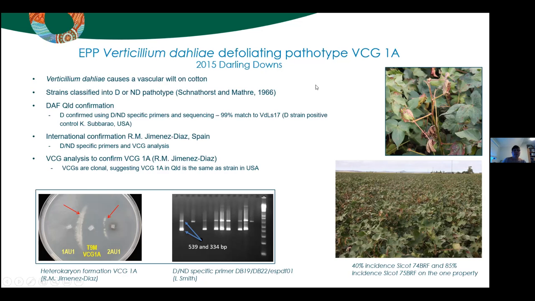We then isolated verticillium dahliae. And then it turned out we actually had this defoliating pathotype that we had not detected in Queensland before. This, as part of the protocol, was sent overseas. The isolates were sent overseas for a second confirmation, and using VCG analysis and also specific PCR, yes, they determined it was VCG1A.